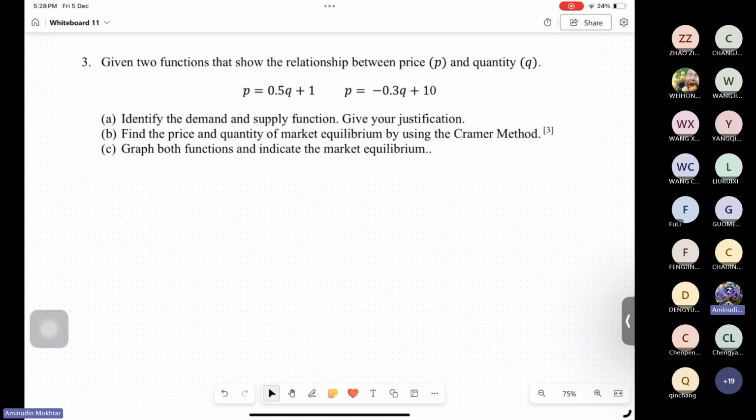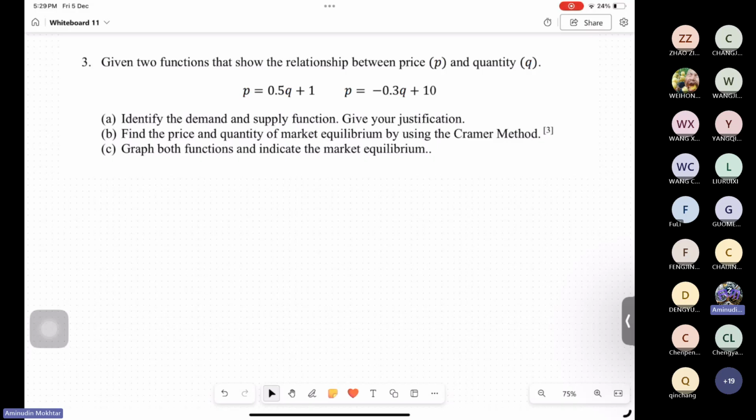There are three basic questions here. Question B is related to the matrix, but questions A and B are related to topic number 1. We have two functions, P equal to 0.5Q plus 1 and P equal to negative 0.3Q plus 10, where P is price and Q is quantity. Basically, this question is related to demand and supply.